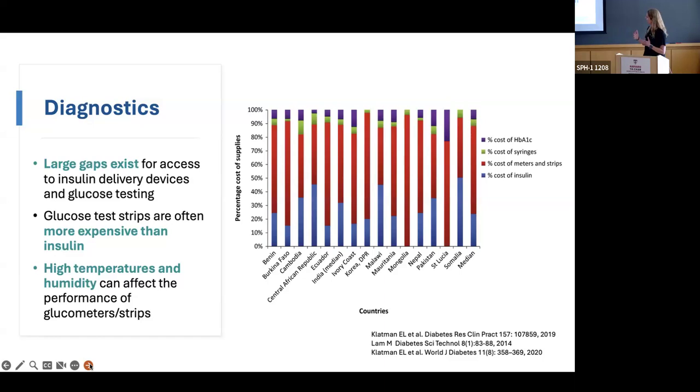And then on top of this, diagnostics. This is something that people have not talked about much up until recently. This has kind of gone unnoticed, but you have to be able to measure your blood sugar if you're using insulin. Otherwise, you're driving a car kind of blindly.